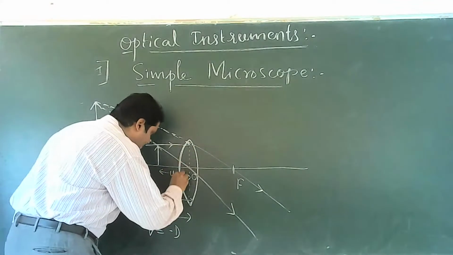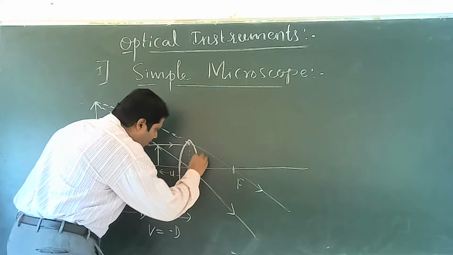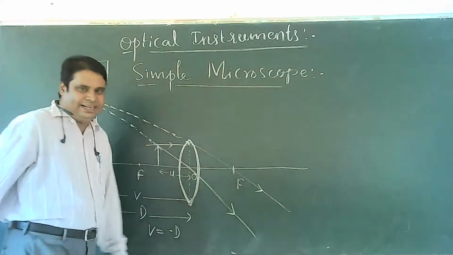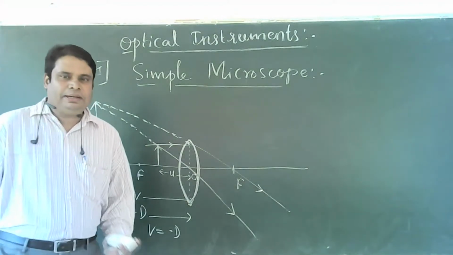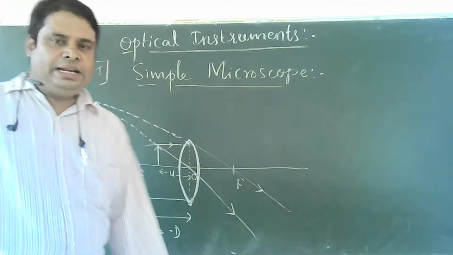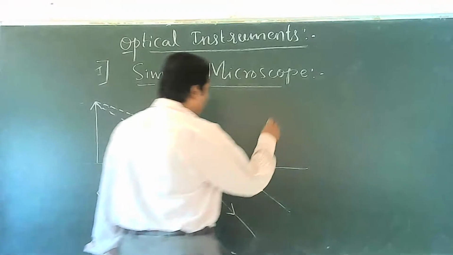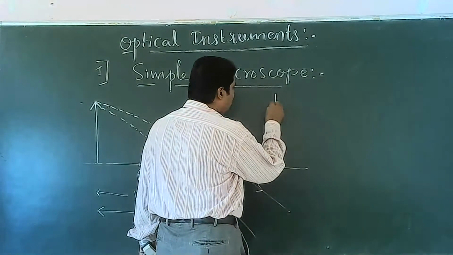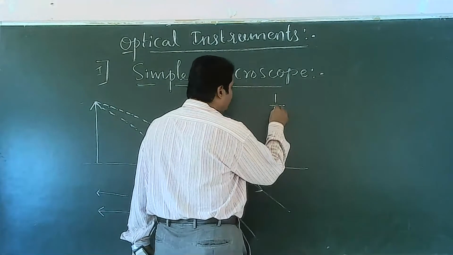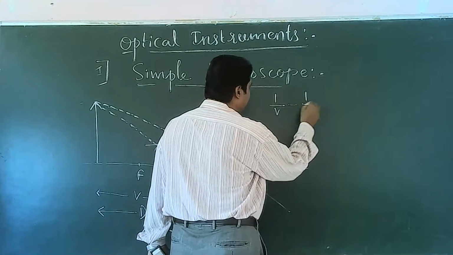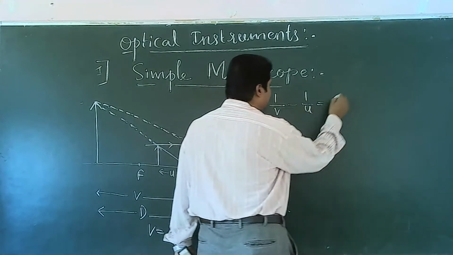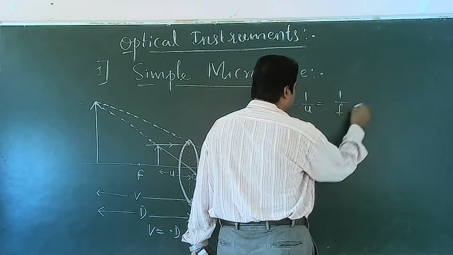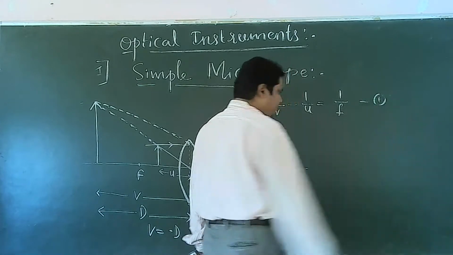We have to consider only a thin lens. It seems to be thin, but it is a thin lens. For a thin lens, we have this formula: 1 by V minus 1 by U is equal to 1 by F. Say equation 1.